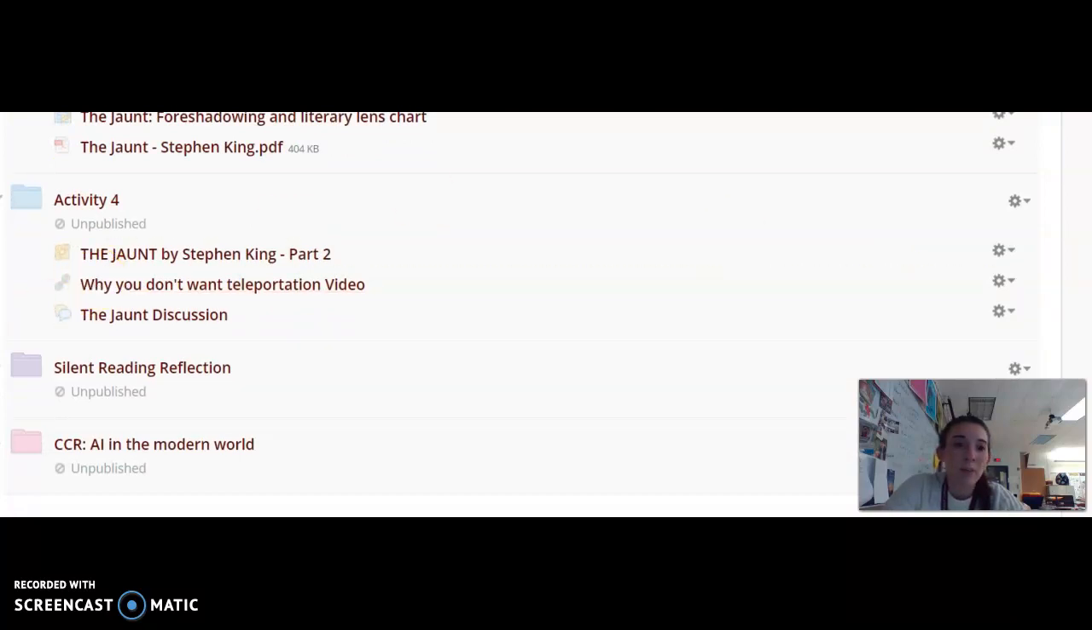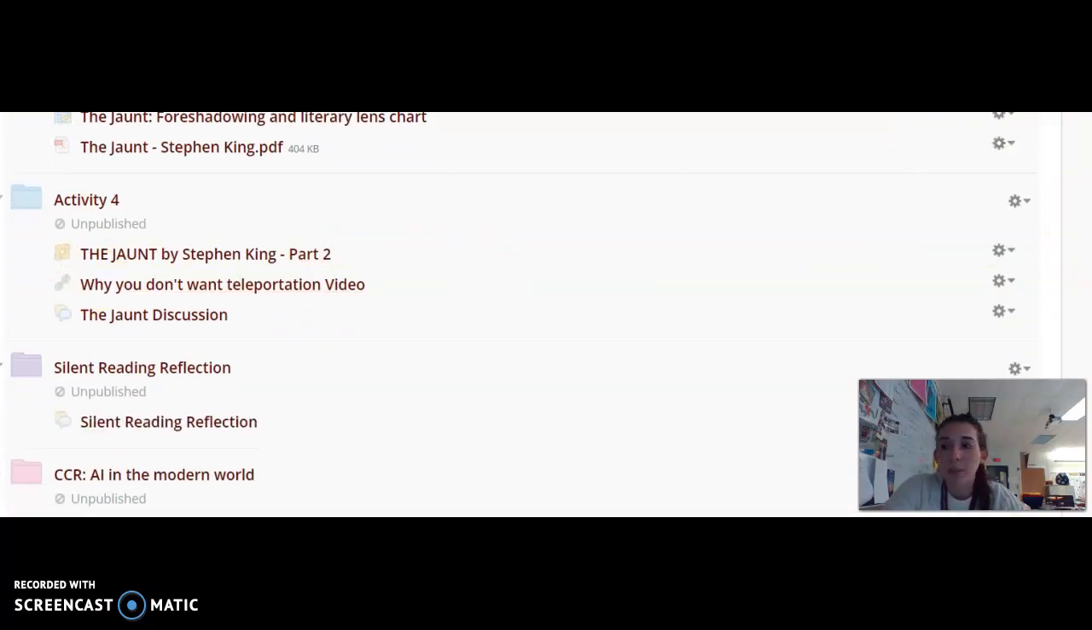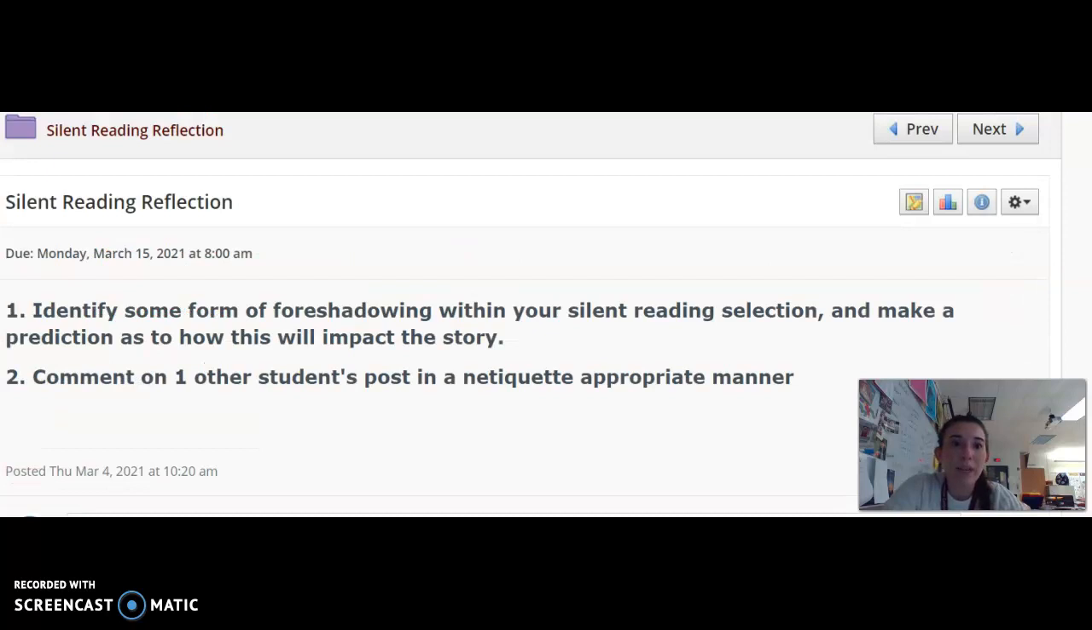We have our silent reading reflection. Our silent reading reflection for this week is to identify some form of foreshadowing within your silent reading selection and make a prediction as to how this will impact the story, and then comment on one other student's post in a netiquette appropriate manner.